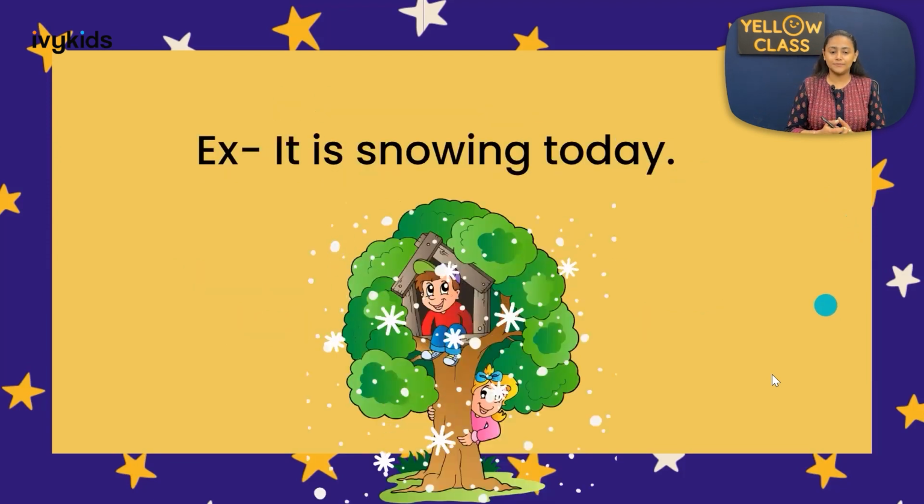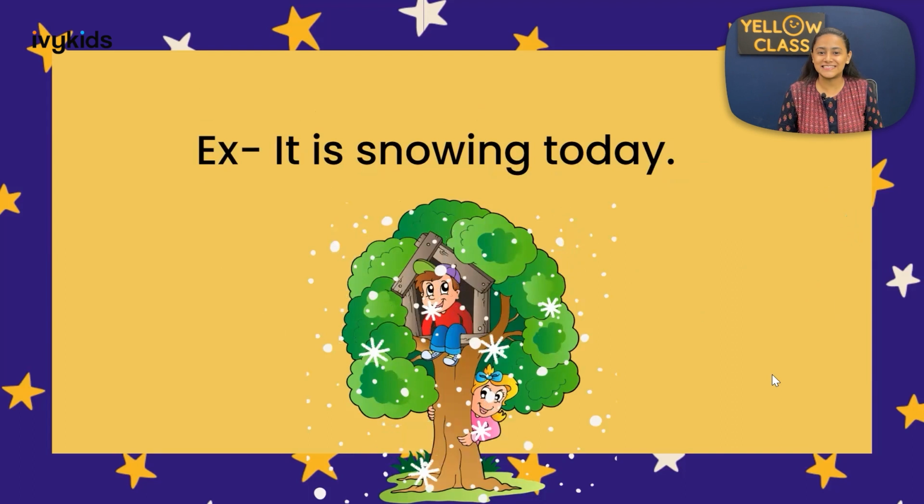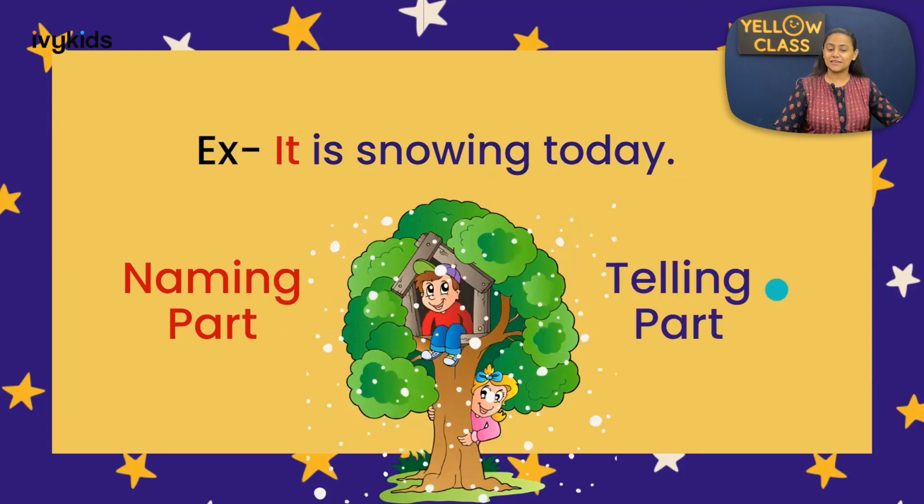Another example. It is snowing today. What is the naming part in this sentence? Yes, please share your answers everybody in the comments. It will help us all to learn. It is the naming part. Is snowing today is the telling part. Wonderful everybody.